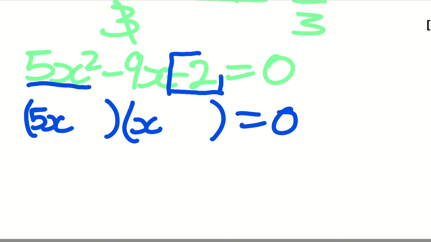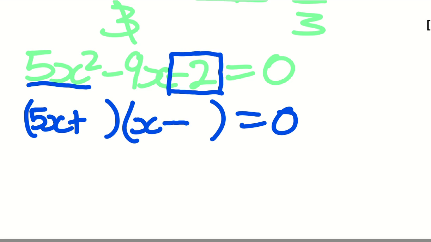Then after we write the factors for the 5x squared, we are going to look at the last term. The last term is negative 2, right? So if our last term is negative 2, the negative sign simply shows us that in the brackets we're supposed to have different signs, meaning minus and plus. You understand? So we're going to have plus and minus, 2 different signs in between the brackets.